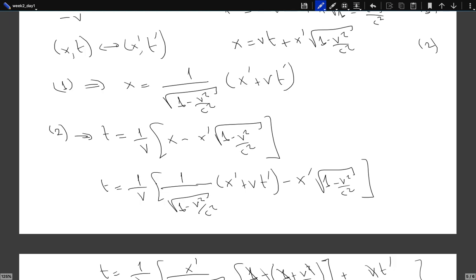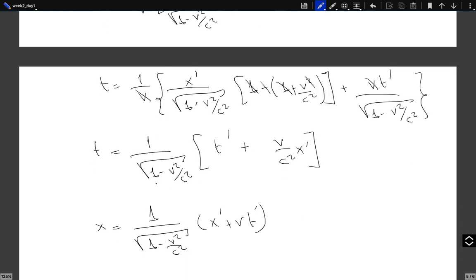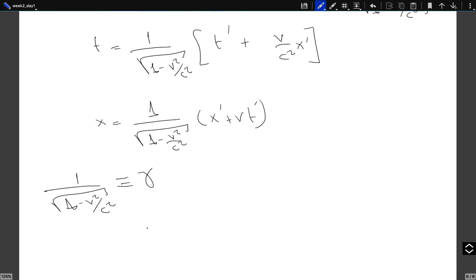This part is just the algebra. You have two equations for the two unknowns x and t. We are assuming x prime and t prime are known, and we just want to translate them into x and t. If you solve for them, this is what you get. Most of the time you define 1 over the square root of 1 minus v squared over c squared to be gamma, to simplify this expression. So x is equal to gamma times x prime plus vt prime, and t is equal to gamma times t prime plus v over c squared times x prime.